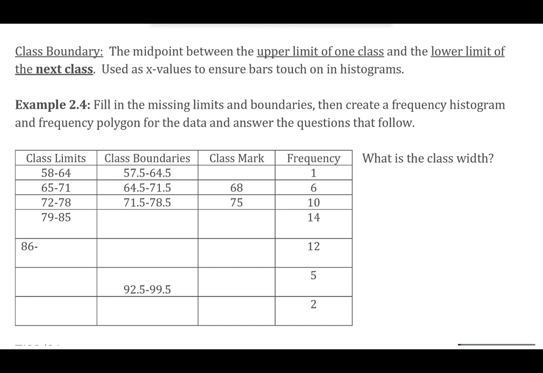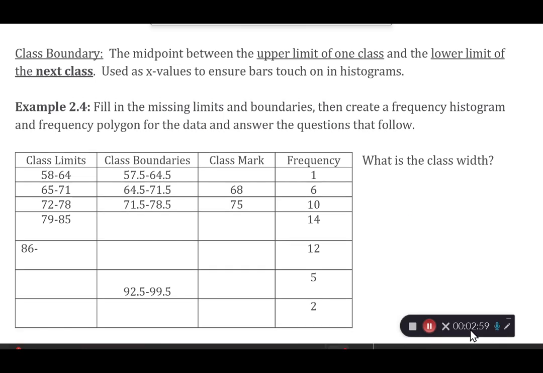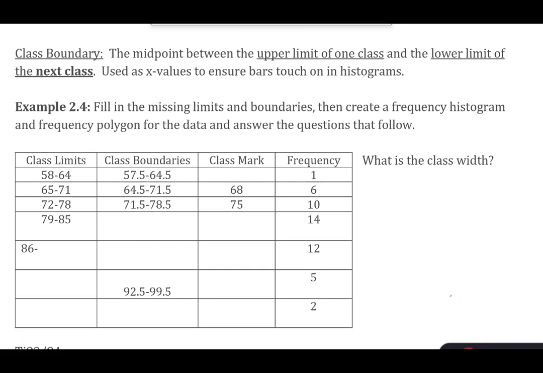All right, so in this example, we want to fill in the missing limits and boundaries and then create a frequency histogram and frequency polygon for the data and answer the questions that follow. Well, first we should start with the class width. What is the class width? The class width is the distance or the difference between two consecutive lower class limits. So the difference between 65 and 58. 65 minus 58 is 7.